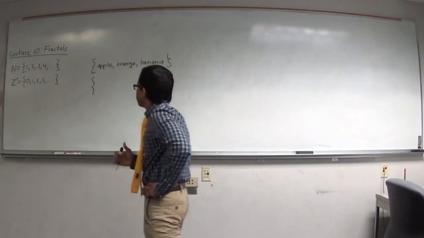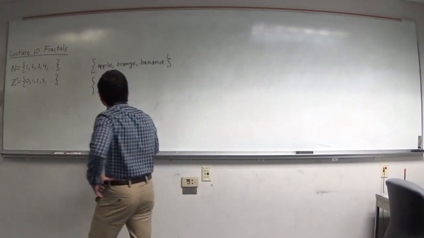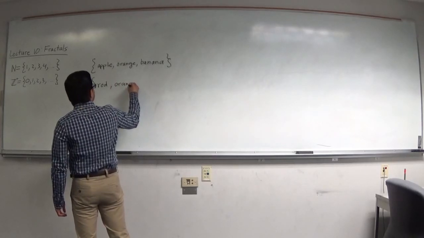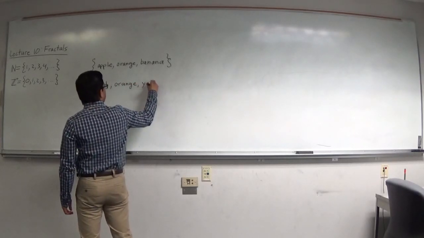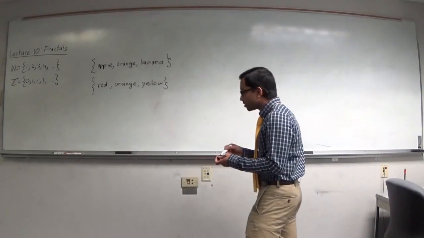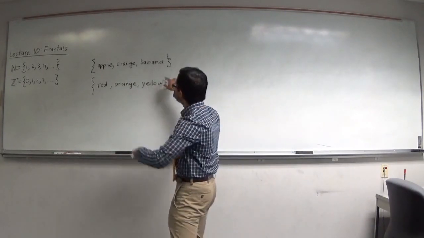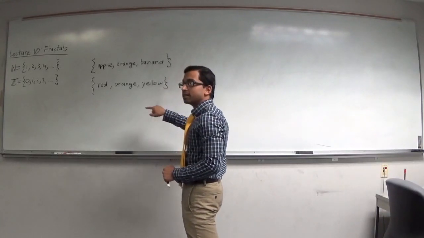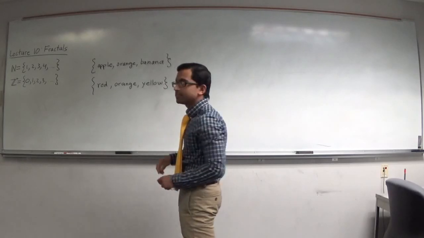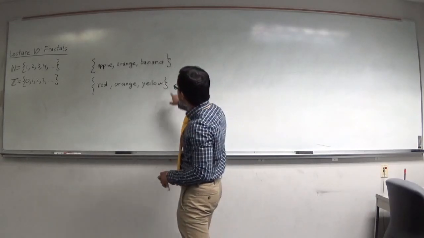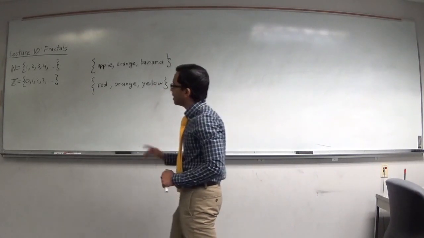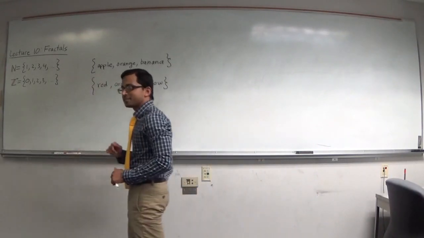Let's think of another type of set. Let's think of colors. So you can have red, orange, and yellow. If you're comparing those two sets, it's very easy to see that they have the same cardinality. They both have 3 elements. So the cardinality of both these sets is 3. So it's very easy to compare finite sets. Not so easy to compare infinite sets, right?